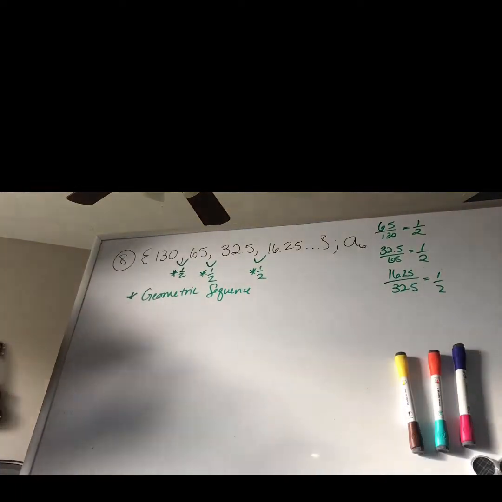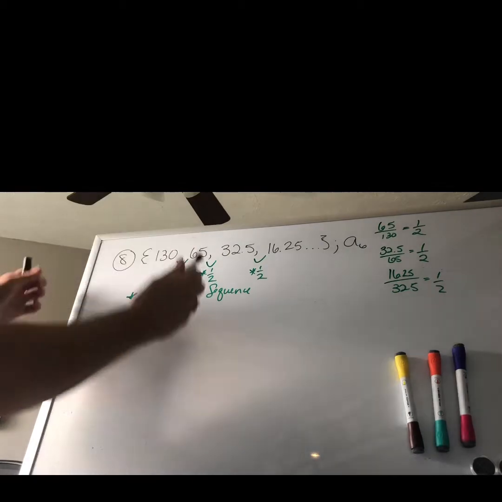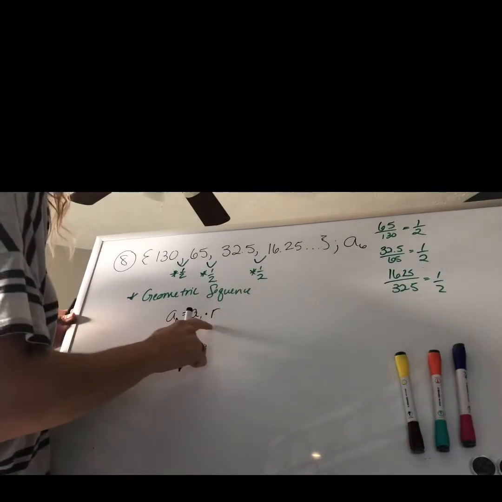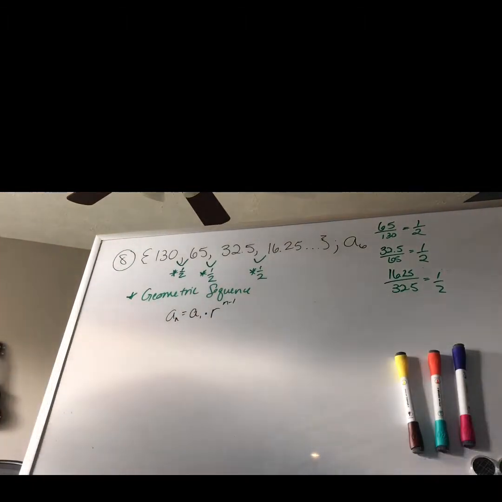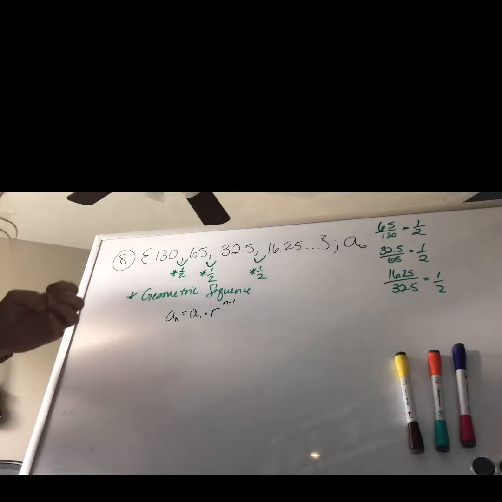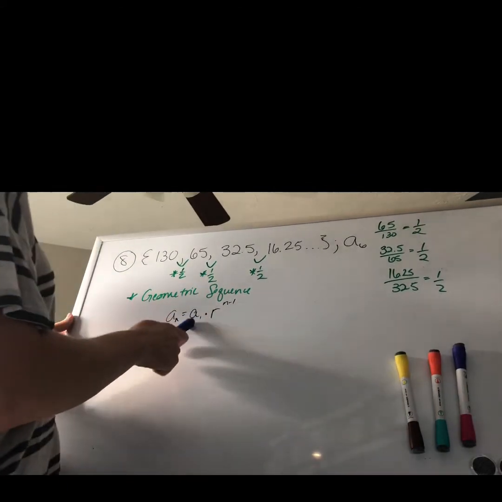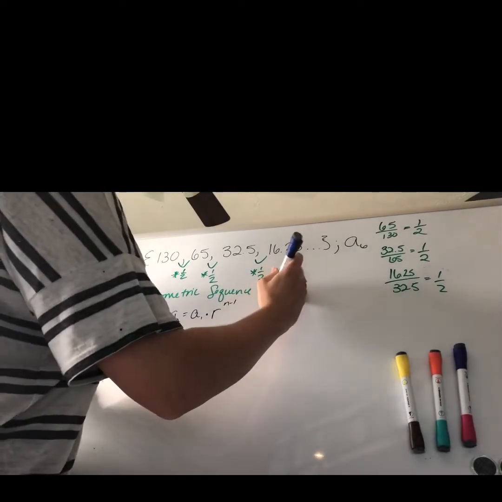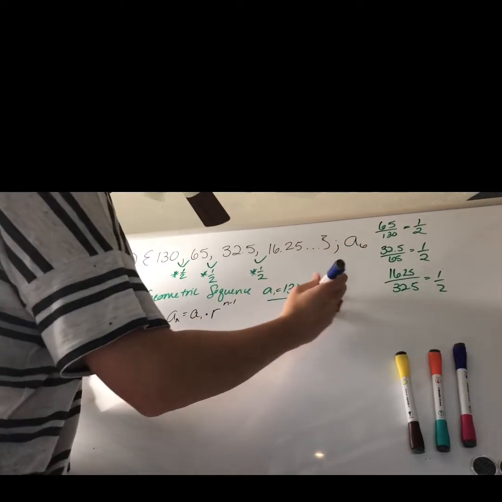And we want to find a rule. So to find the rule, we need to use the formula. A_n equals A_1 times r raised to the n minus 1 power. So write that rule every time so you can memorize it, but it'll be on the board as well. So A_n, we don't know that. A_1 is 130. A_1 equals 130. r equals 1/2.